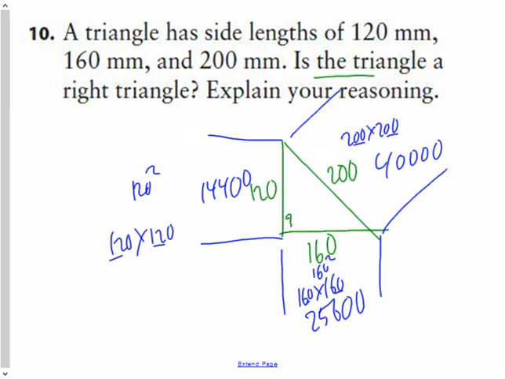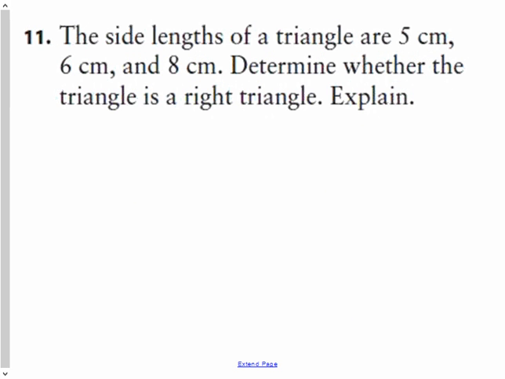Now, if 14,400 plus 25,600 equals 40,000, then we know that this is a right triangle. If it doesn't, then it's not. 14,400 plus 25,600 is 40,000. So yippee! This is 90 degrees. So therefore, we know it is a right triangle because the areas of the squares on the legs do add up to be the hypotenuse.